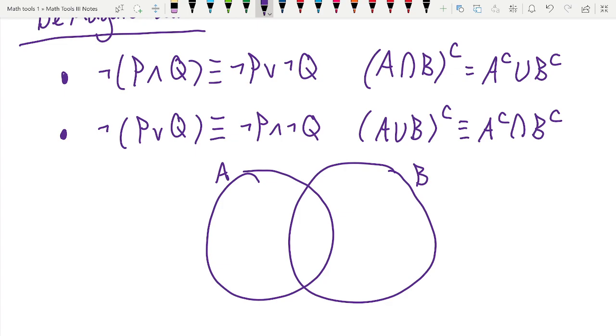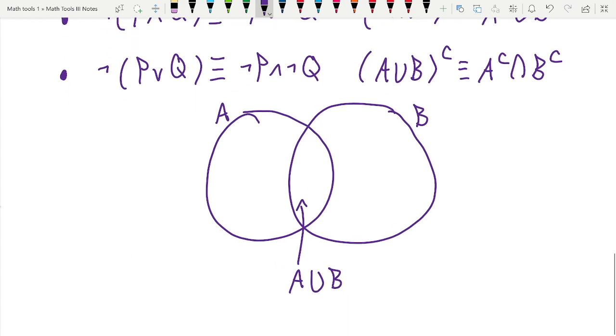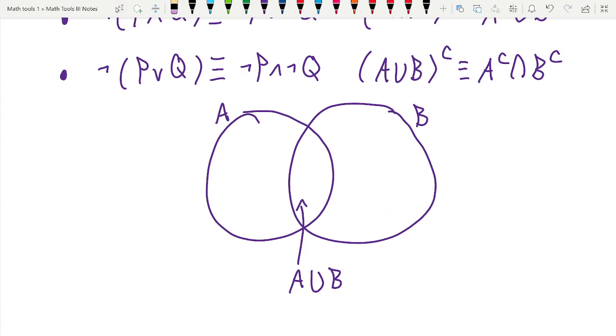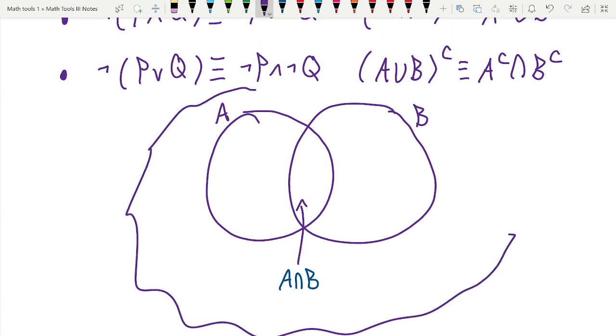So if we have A and B, in here, this would be A union B, right? So A union B complement would be this part and this part, right? So we can see that's the same thing as A complement. I'm sorry. Hang on. That's not the union, that's the intersection in the middle. So I guess we do need a bigger set that these are all in to really see this.